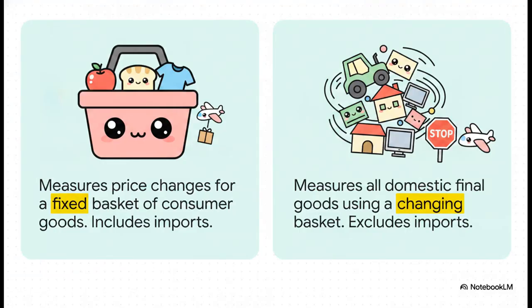To track this inflation, governments rely on 2 main yardsticks. The Consumer Price Index, or CPI, measures a fixed basket of everyday goods that a typical household buys. And crucially, CPI includes imported goods. On the flip side, the GDP deflator looks at the price changes of all final goods produced domestically in the entire country, but it uses a changing basket of goods and completely ignores imports. So they give us 2 very different lenses to view the exact same inflation problem.